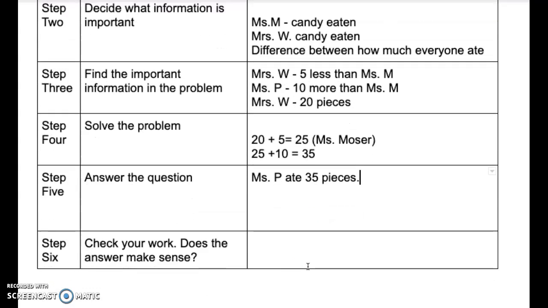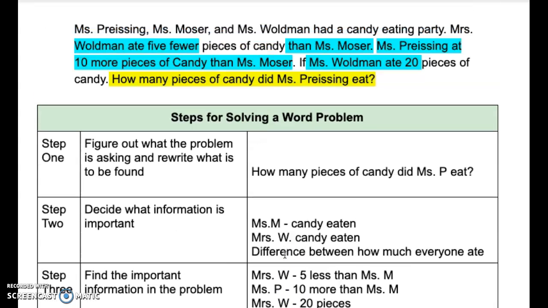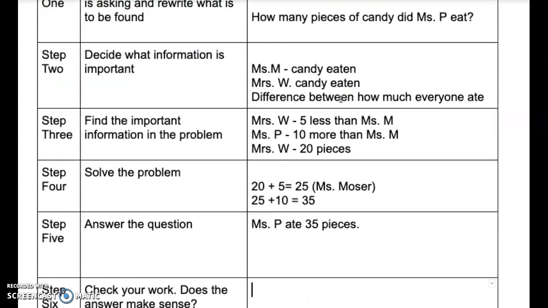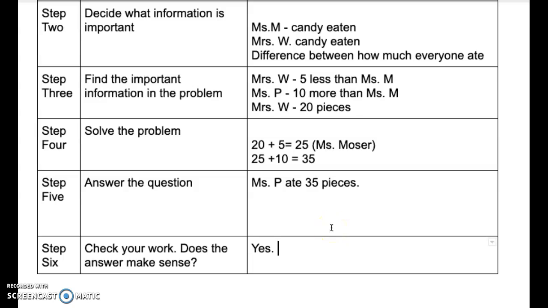And then the last thing, go back and check your work. Does this make sense? Well, we know that Miss Pricing ate the most, and Miss Woldman ate 20, and Miss Moser's 5 less, so Woldman's 5 less, Miss Moser, they're all pretty similar, and Miss Pricing's is the most, so yeah, this makes sense, yes. Miss P ate the most.